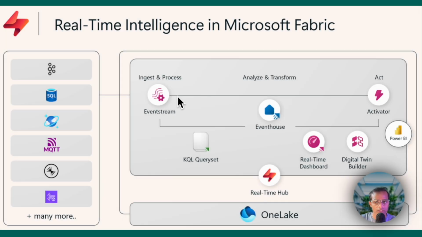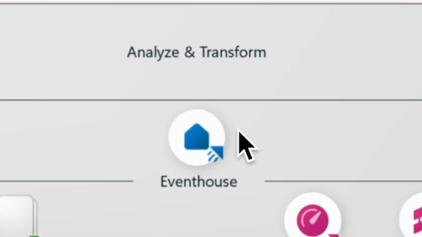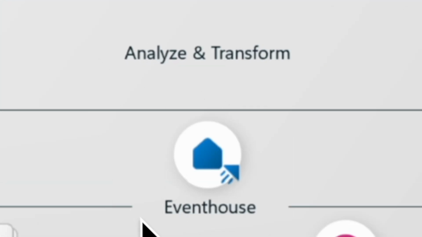Now, after data ingestion and doing some basic transformations, you want to analyze the data. Now you want to query the data and get some data insights. So for that, we have something called Eventhouse in Fabric. Eventhouse is Fabric's dedicated high-performance storage solution for real-time or streaming data.